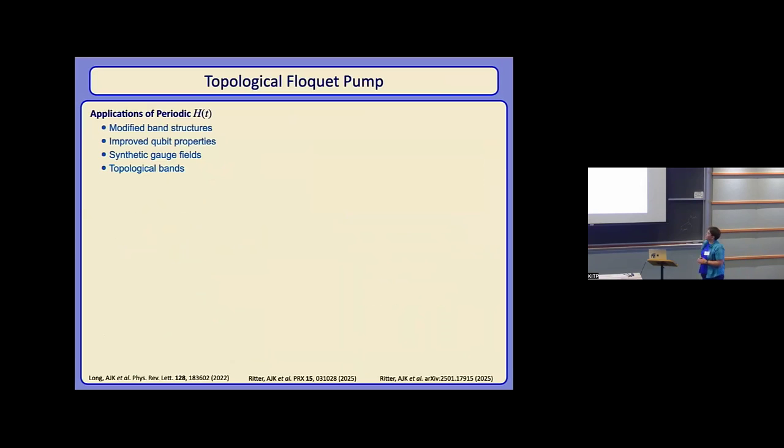Probably don't need to explain this to most of this audience, but Floquet engineering, in which you use periodic drives to change your Hamiltonian, is an extremely useful technique experimentally. You can modify band structures, you can try to improve qubit properties, you can make synthetic gauge fields, you can make topological bands. If you don't like what you have in the lab, periodically drive it and make something else. It's very, very appealing.